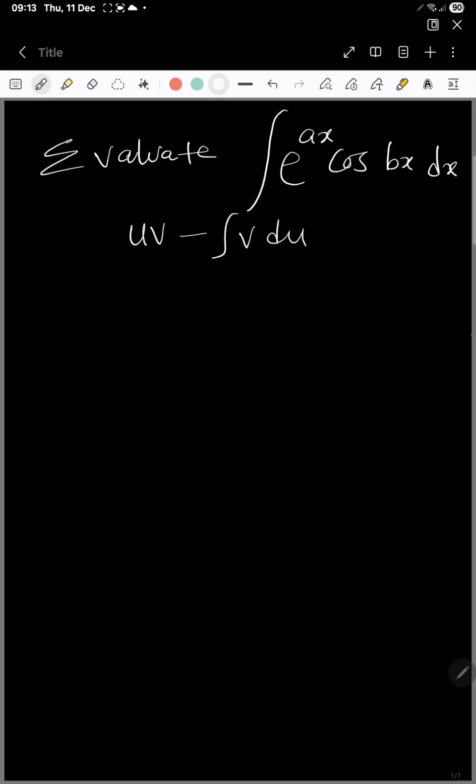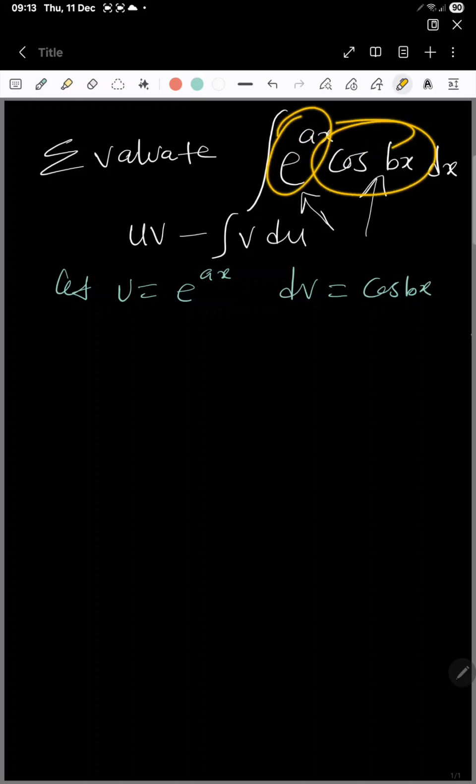Now, when we look at this question, we can say that this can be our u and this can be our dv. That's what we do when integrating by parts. So we are going to start by saying let u be equal to e to power ax and dv be the other function which is given, which is cos bx. This is our u and that is our dv, just like we've written them there.